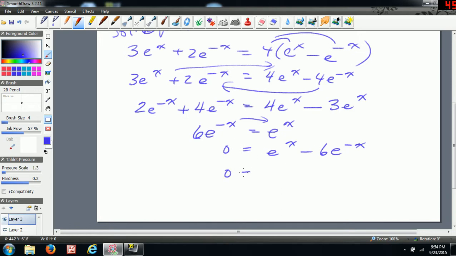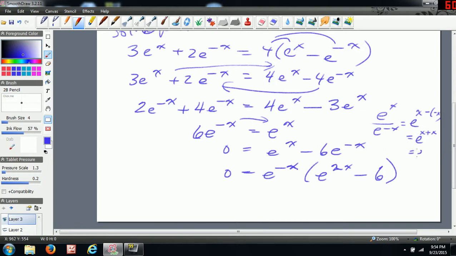Now over here, I'm going to factor out e to the negative x because it's the smaller of the two. It's smaller than e to the x. So e to the x divided by e to the negative x is e to the 2x. And then 6e to the negative x divided by e to the negative x is just 6. I'm just going to show you how I got that. Over here I factored out an e to the negative x. So e to the x divided by e to the negative x is e to the x minus negative x. And that's how you get e to the x plus x, which is e to the 2x. Okay, so that's how I got this part here.